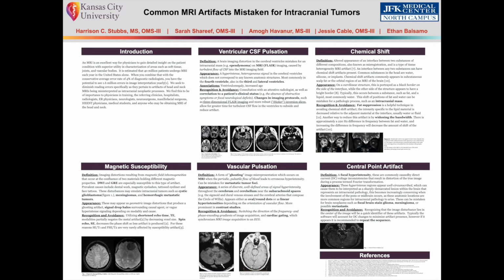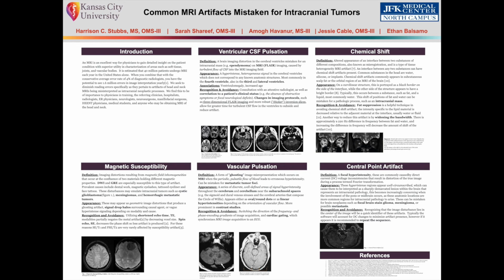Fat suppression is a helpful technique in avoiding chemical shift artifact. The intensity specific to the lipid substance is decreased relative to the adjacent liquid material at the interface. Another way to reduce this artifact is by widening the bandwidth. Increasing the difference in frequency will decrease the amount of shift of the artifact.